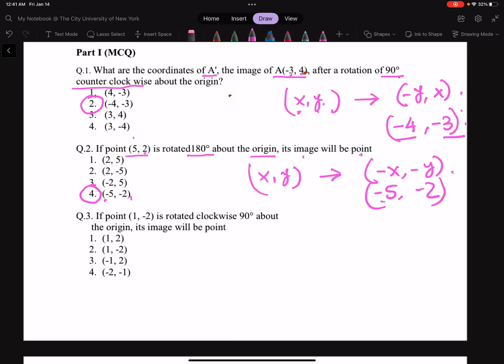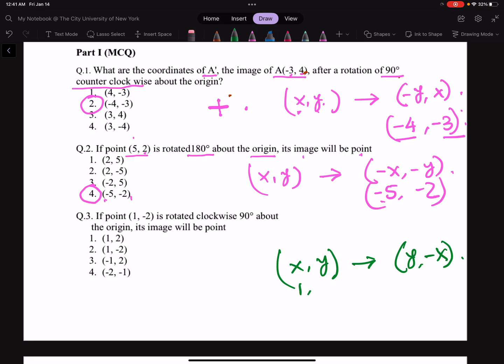And then if point (1, 2) is rotated clockwise. Remember again that clockwise rotations are with the negative sign, they might be written that way, and counterclockwise are with the positive sign. Don't forget that. However, I'm using it this way. So 90-degree clockwise. If it is 90-degree clockwise, what happens? Your (x, y) is transformed to (y, negative x).